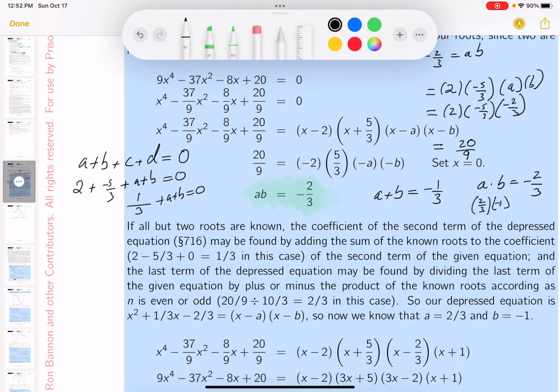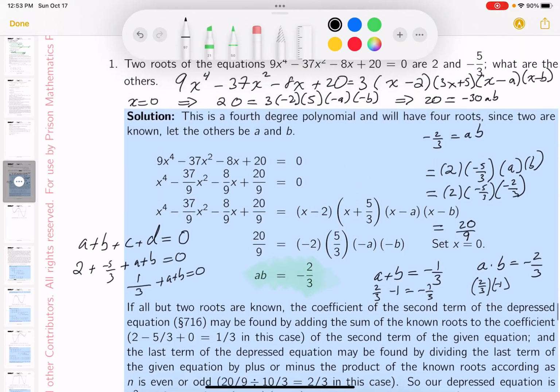Well, that does give me minus 2/3. And the question is, is 2/3 minus 1 minus 1/3? It is. So now I found the a and the b. All right. Let me go back up here and let me see if I can put that in now.